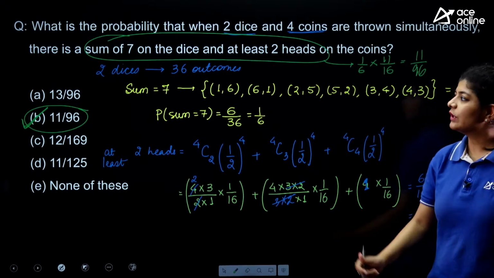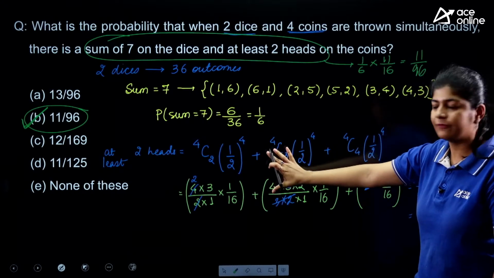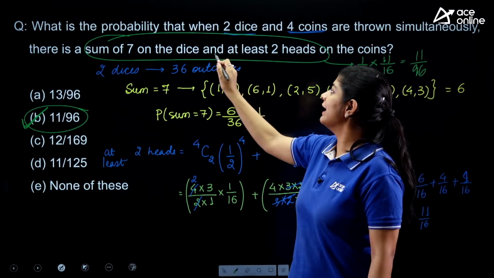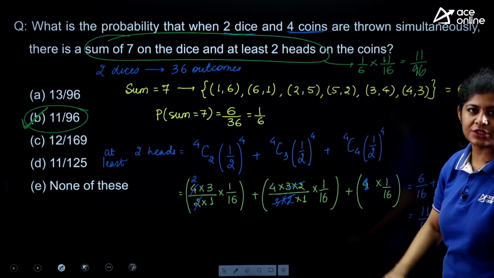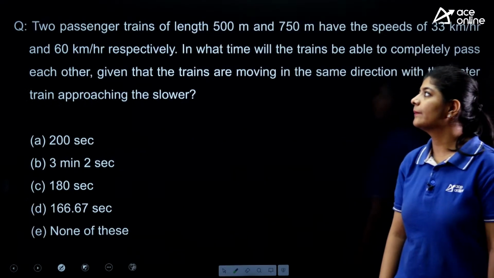What we have to do? First we have to find out the possibility of this one, and after that for the heads, and afterwards here we are having "and", and that's why we used the multiplication symbol over here. Is it clear? Option number B is the correct one.